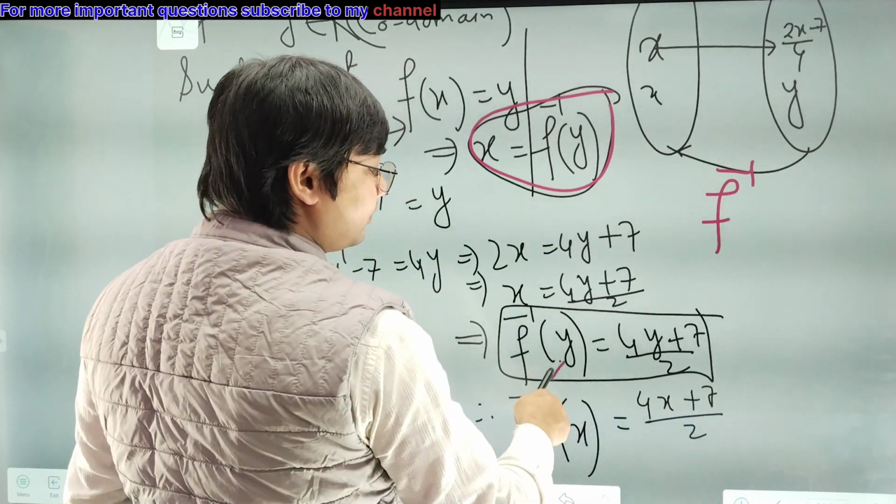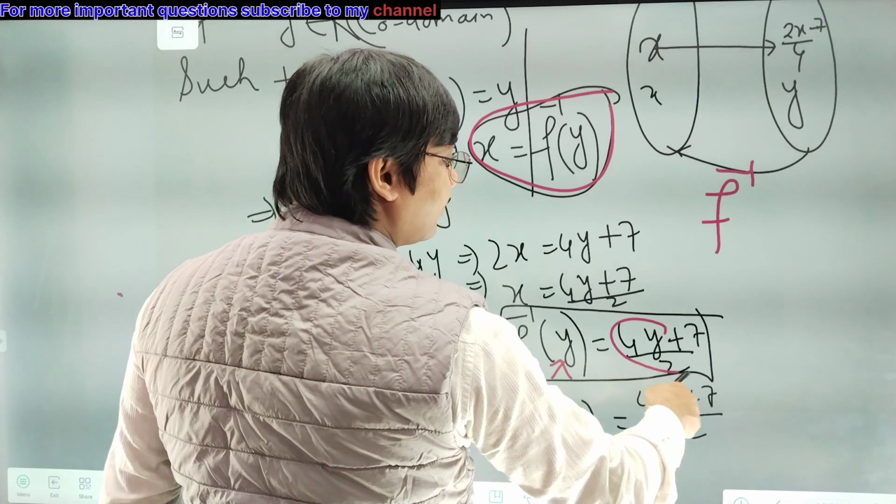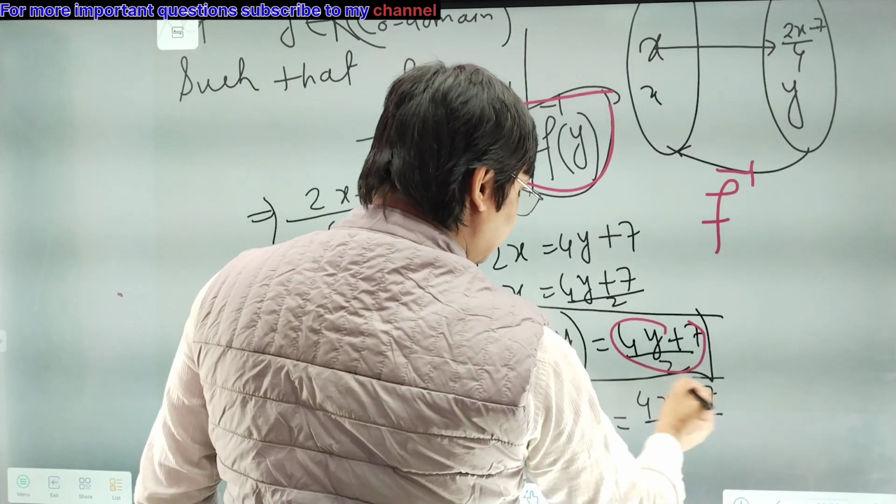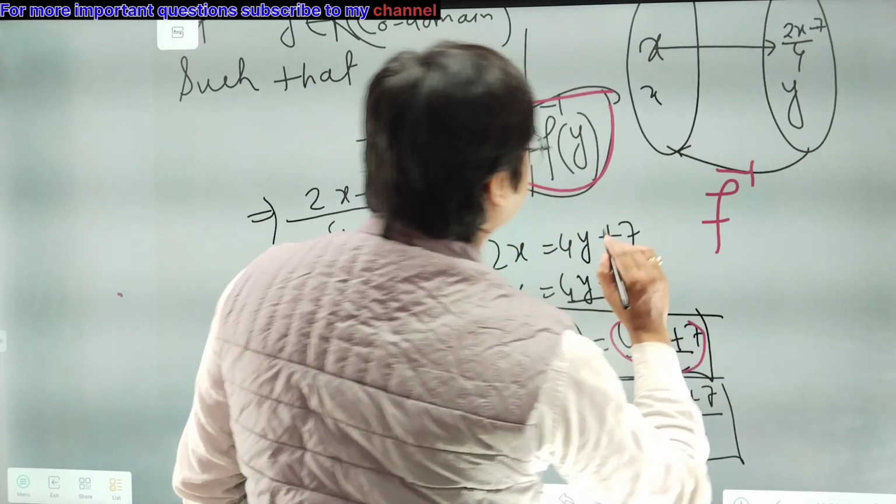देखो इसमें y में x डालने से कितना होगा? 4x plus 7 by 2 हो जाएगा. So this is the required value of f inverse of x.